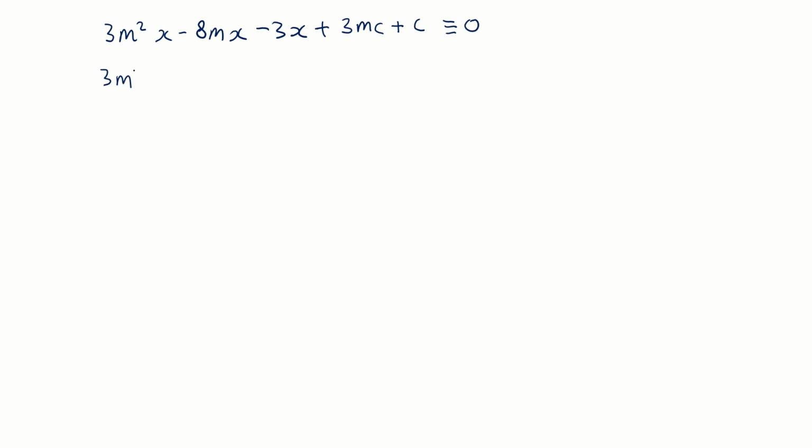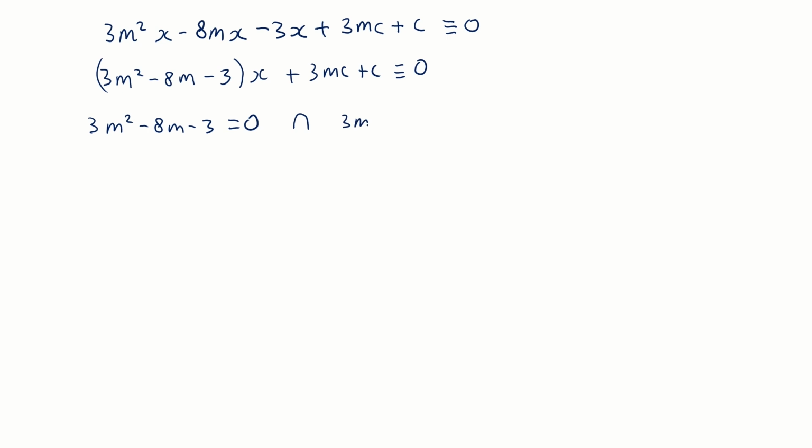Again though, this is actually secretly got to be an equivalence, but as before, we are going to want to factorize the x out of the first 3 terms to make it easier to see what the coefficient of x is. We've got the parts that aren't connected to an x, so they're just as they were. But then the only way this is going to be equivalent to 0 for all values of x is if 3m squared minus 8m minus 3 equals 0, and 3mc plus c is also equal to 0 at the same time.